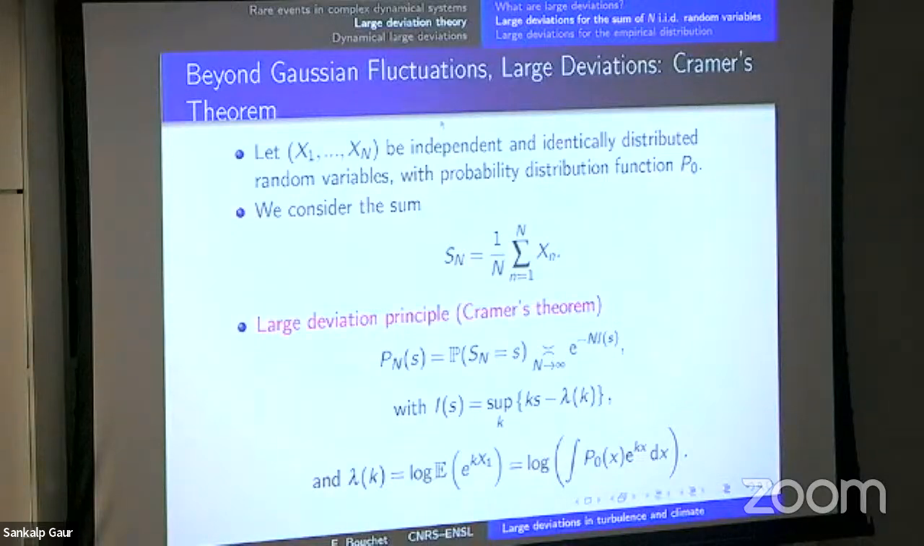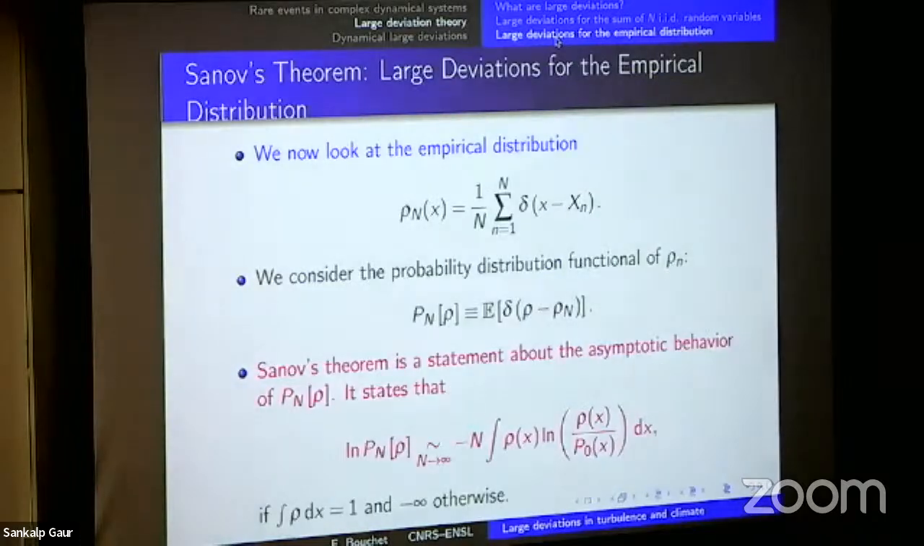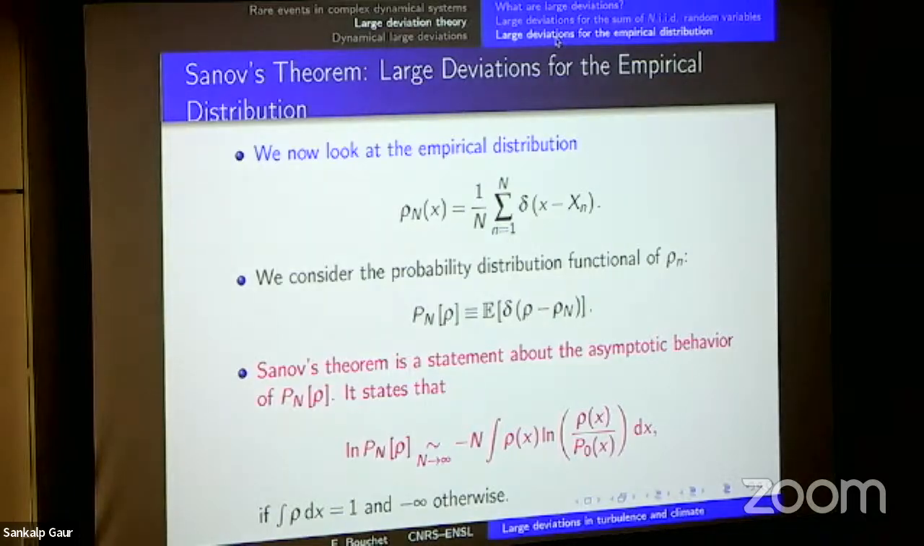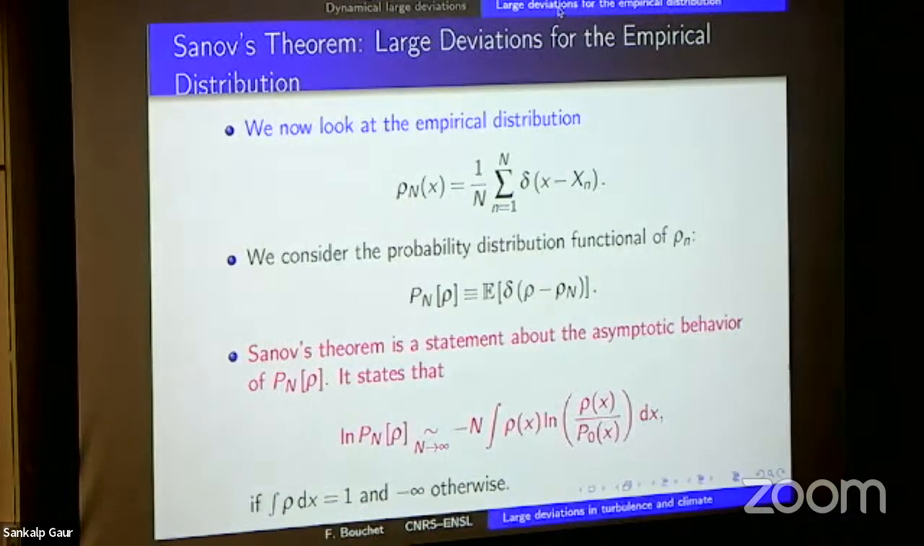So a natural extension of this is to look at large deviation for the empirical distribution. So here, rather than looking at just the sum of n independent variables, I will look at the histogram that is produced by these n values. And here, this delta is a Dirac delta, so it's delta of x minus xn. So you just look at where you got the point on the histogram, and then you make the average.